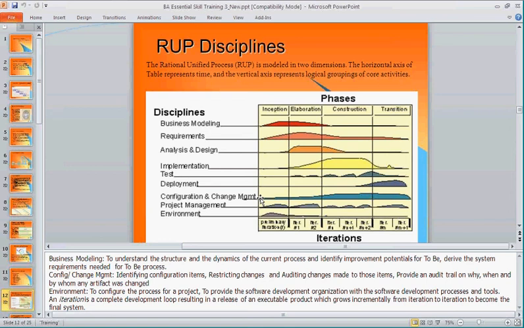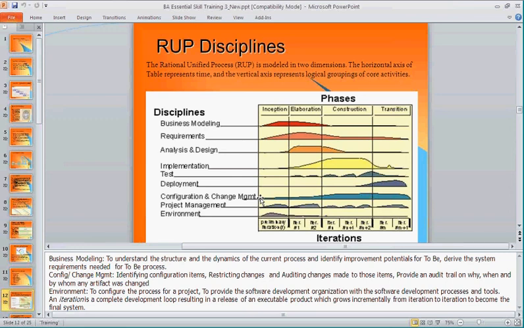So we will go through one iteration of the inception phase. And then there will be a stakeholder meeting, and the stakeholders will vote on how they feel about the outputs of this iteration. There are some key milestones that we will discuss on our next slide.